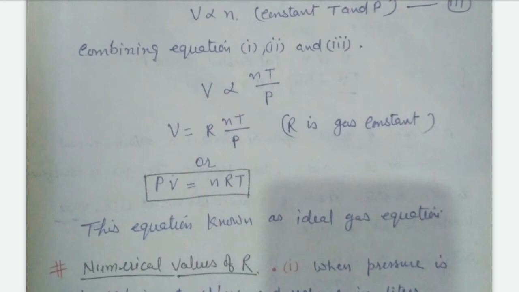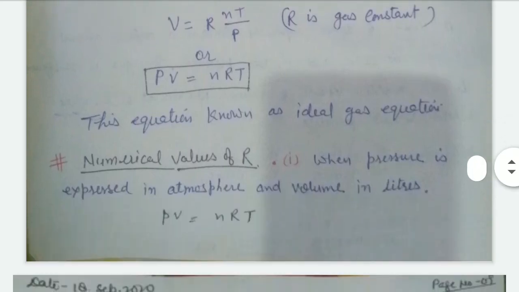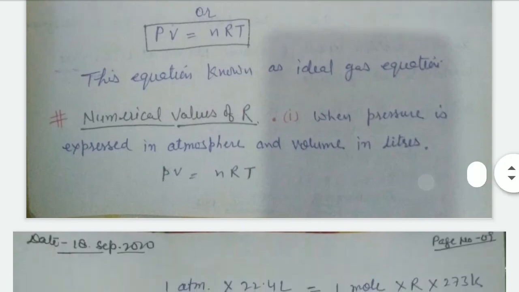Whenever anybody asks you what the ideal gas equation is, it is the combination of three laws, Boyle's law, Charles's law, and Avogadro's law, combined to give a common equation known as the ideal gas equation. This ideal gas equation is PV equals nRT. Right? There are some numerical values of R.